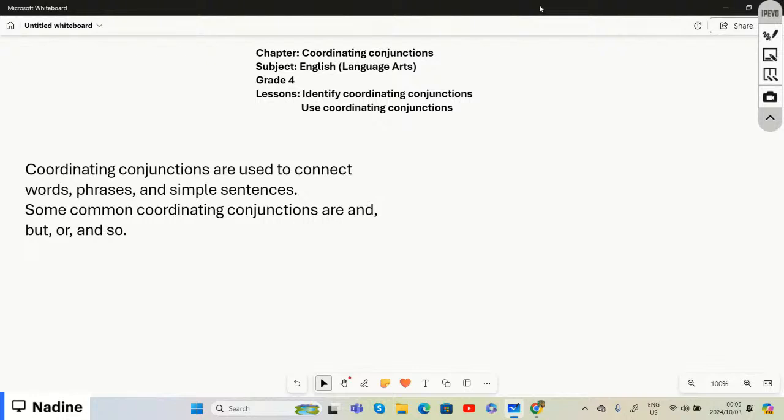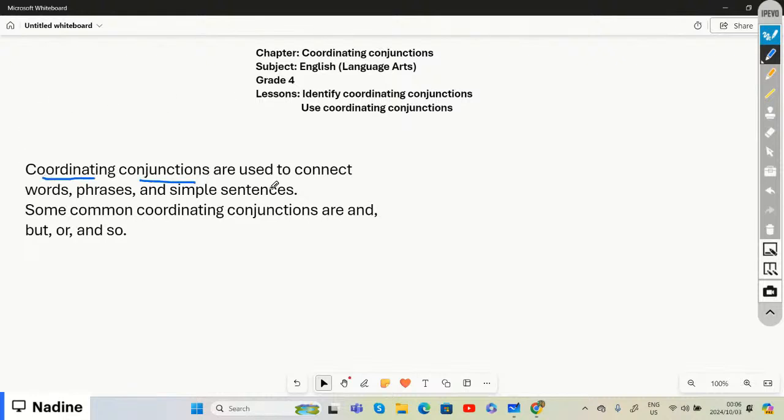All right, so when it comes to our coordinating conjunctions, a coordinating conjunction is used to connect words, it's used to connect phrases, or it's even used to connect simple sentences. That is a coordinating conjunction. It is used to connect words, phrases, and simple sentences.